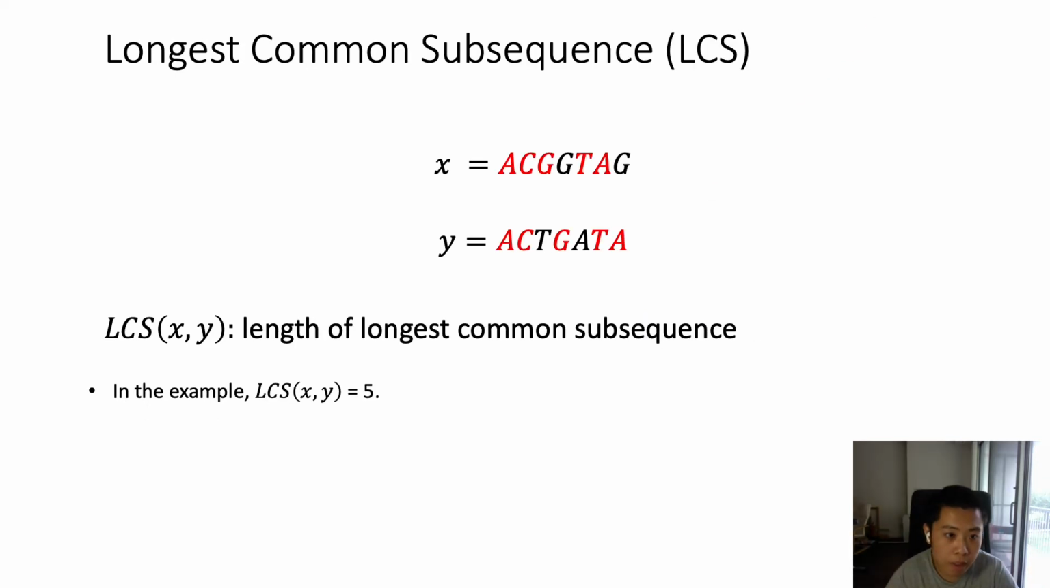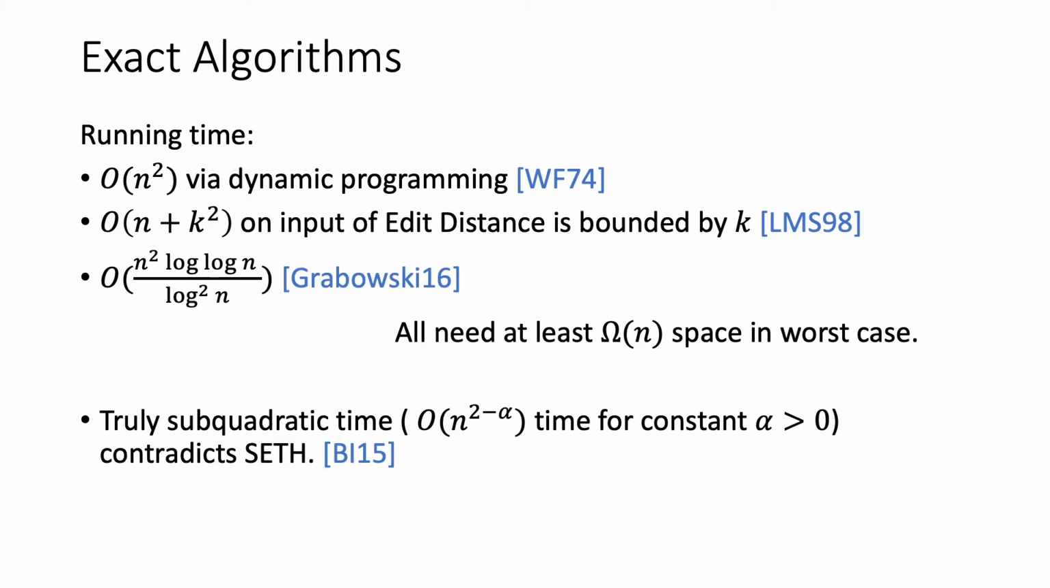The second problem we studied is called longest common subsequence. It also takes two strings as input. For example, here the longest common subsequence is labeled in red, and it has length 5. Both edit distance and LCS are fundamental problems in computer science. They have been studied extensively in the past few decades. We now give a brief overview of some of the results.